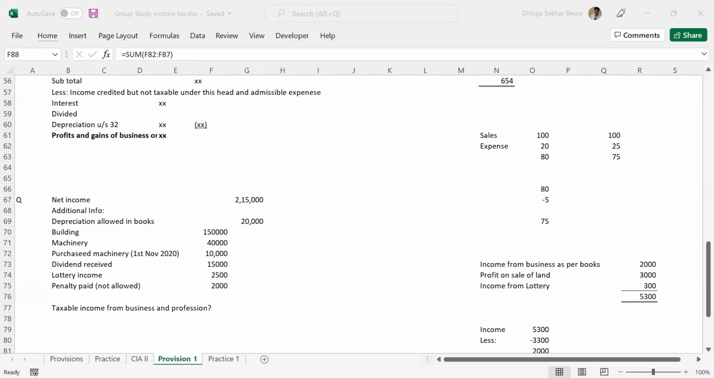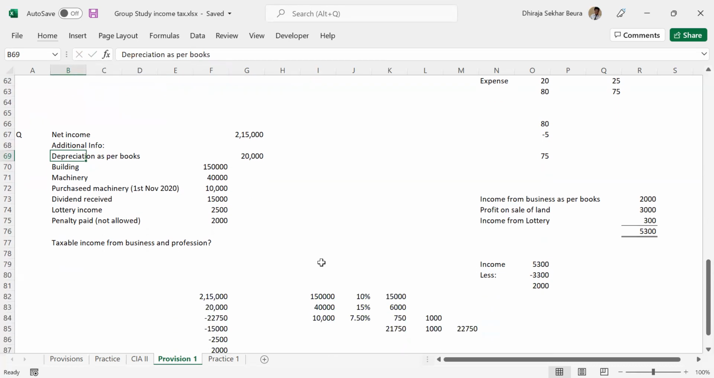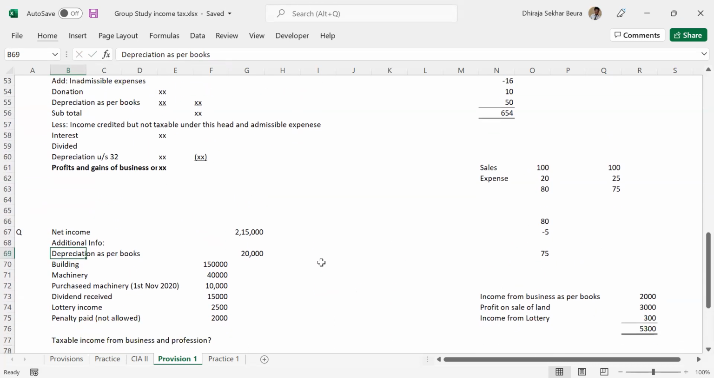Dheeraj, the depreciation allowed in books can be considered as already a calculated amount, right? What I mean to say is depreciation as per books. Let's not confuse here. So you're saying depreciation as per books means 20,000, but on which asset? The depreciation given as per the accounts, in the income statement, is 20,000. Is that the maximum we can deduct, or is it something on top of the blocks that we have to add and then deduct the block depreciation?